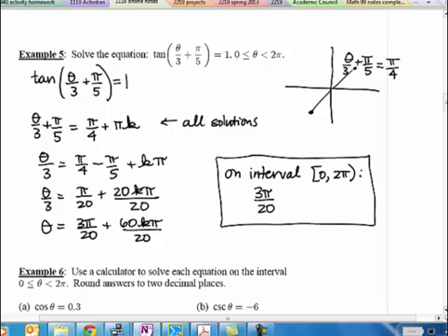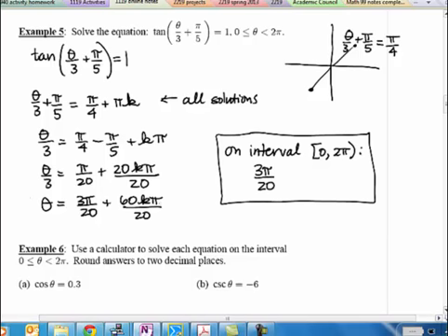Right? Makes sense because the period for this function with the theta over 3 would actually be 3 pi. So we're not going to get back to that same tangent value on the interval of length 0 to 2 pi. Okay, so we just get one solution on that interval, but we also over here, for reference, had a list of all the solutions.